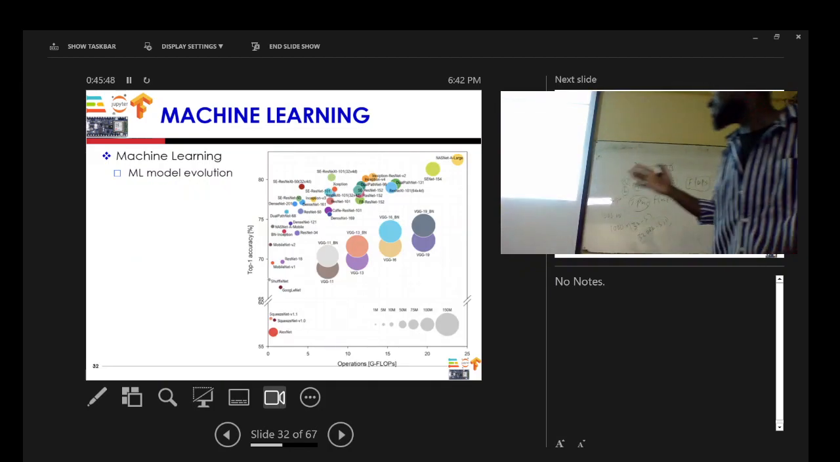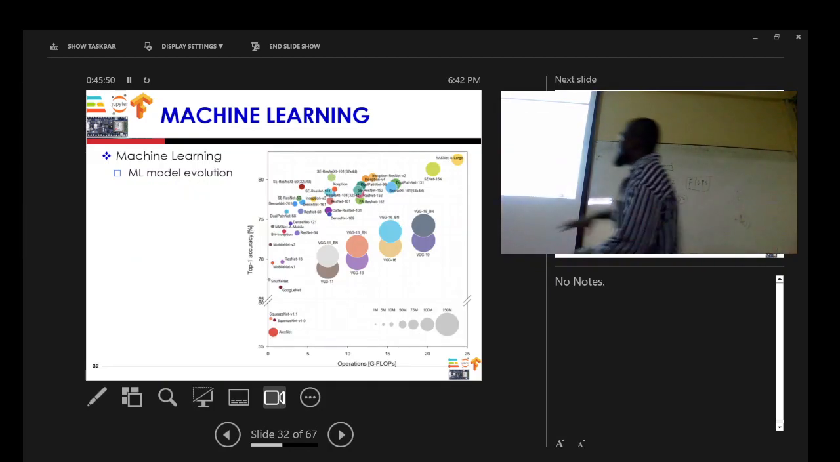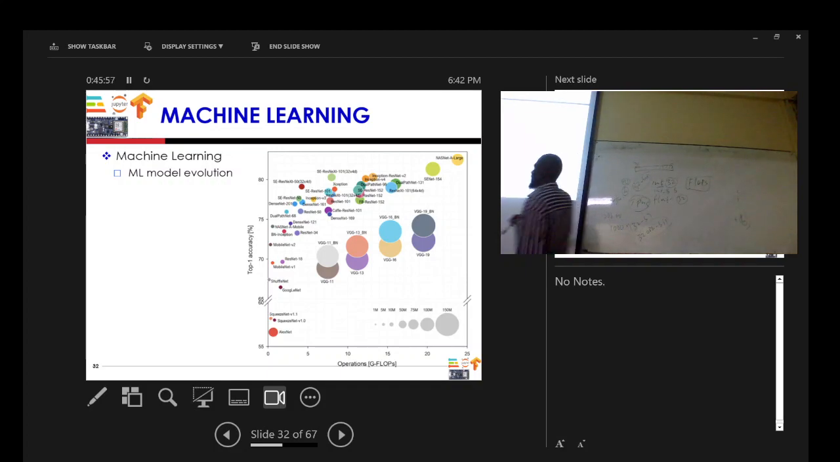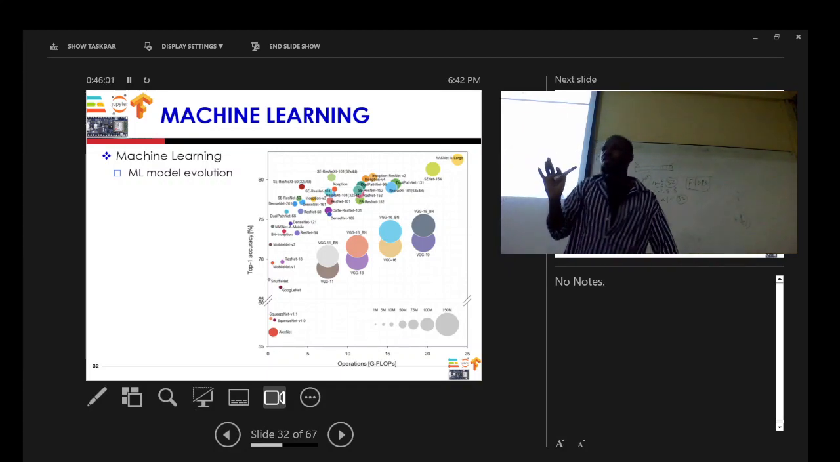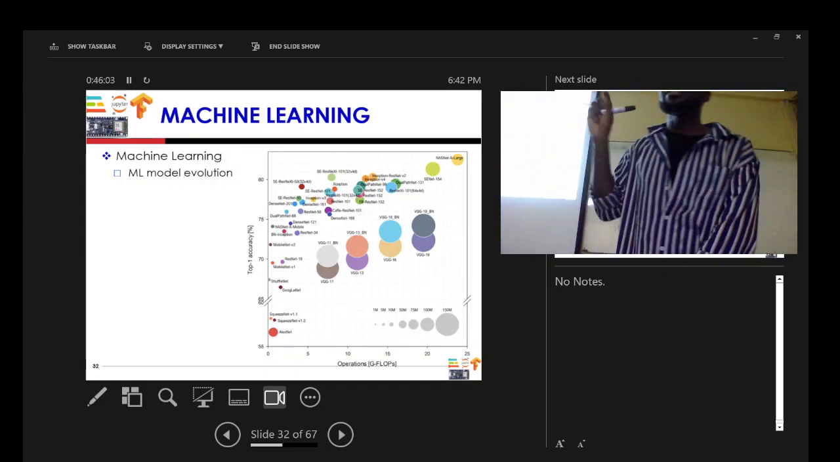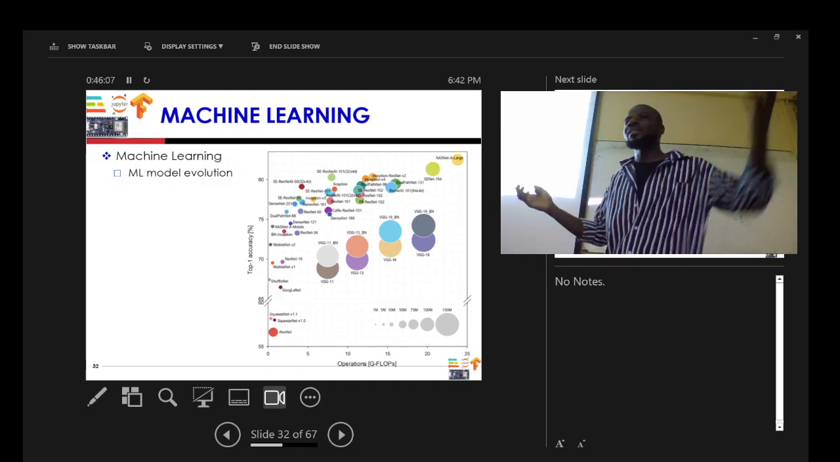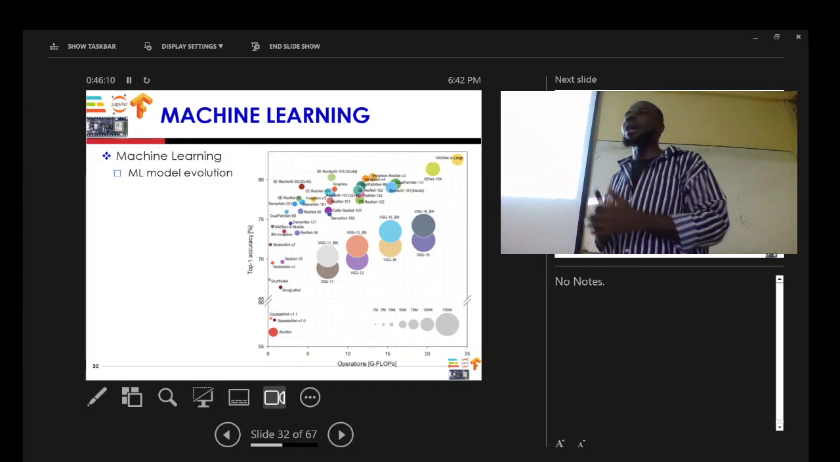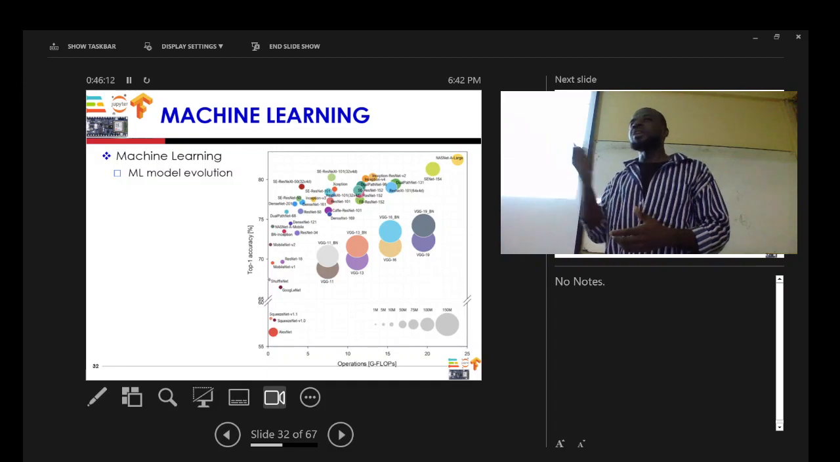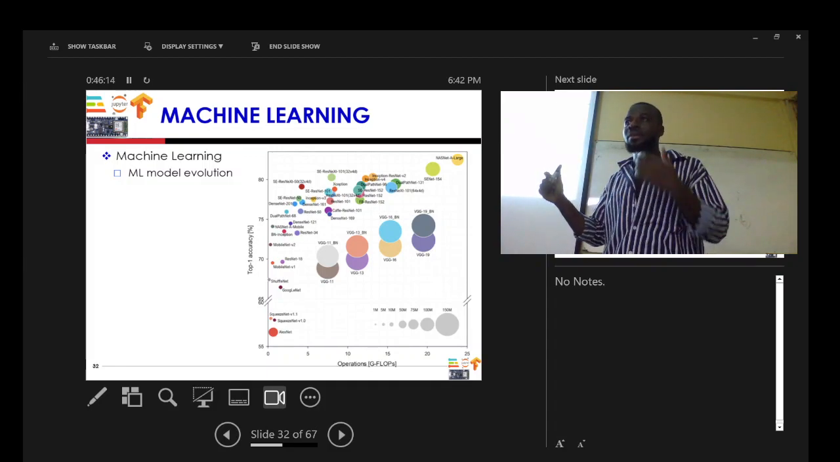Now, all of these are machine learning algorithms that have been developed over the years. And on the y-axis is what is called the accuracy. As I said, for each machine learning algorithm you need to measure the accuracy. How accurate is your algorithm? It's very, very important, right?